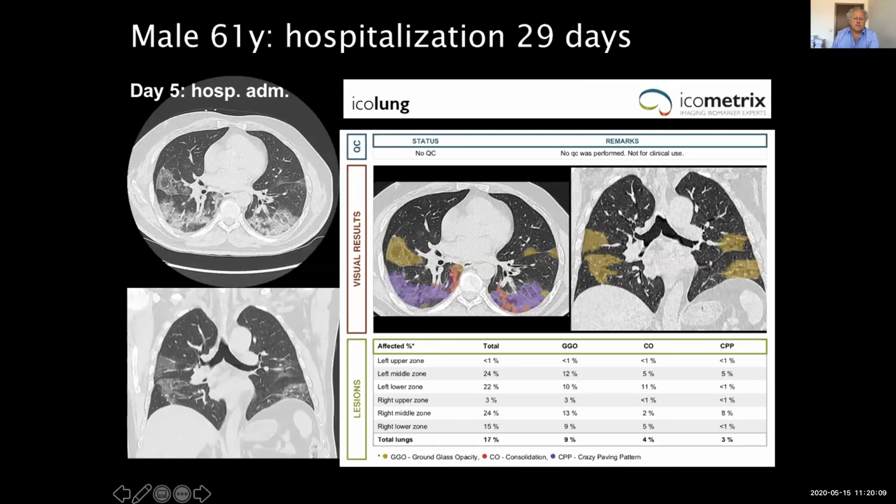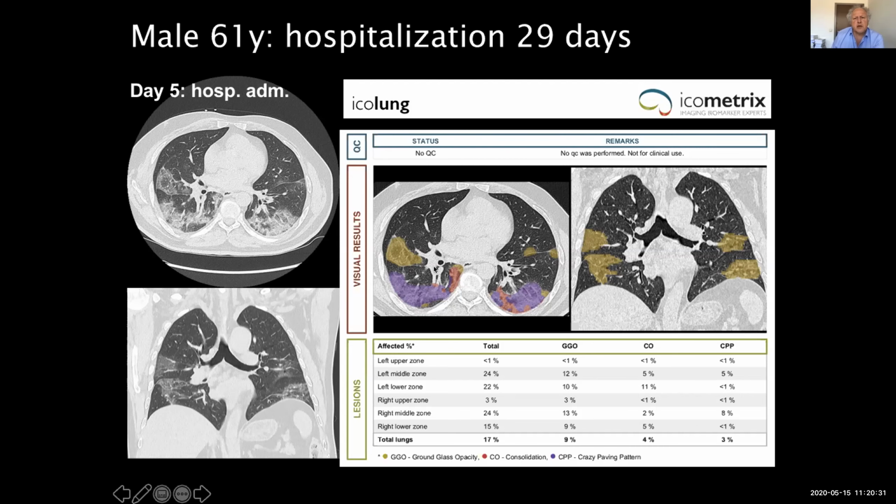And then I have some examples of patients coming in, like this one, 61 years old, coming into the hospital on day 5 after onset of the symptoms of the disease. You see again ground glass. You see again the opacification and starting consolidation there. Ground glass was the main pattern in this patient.